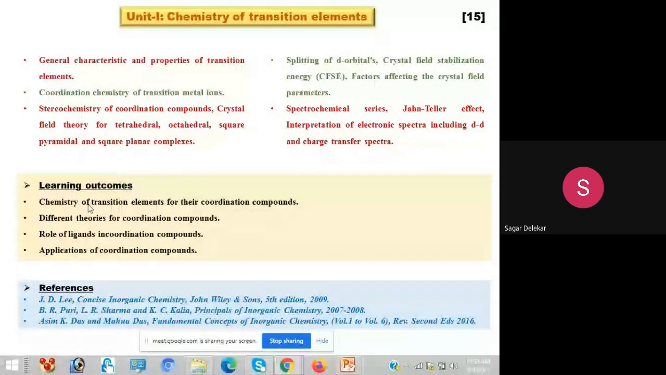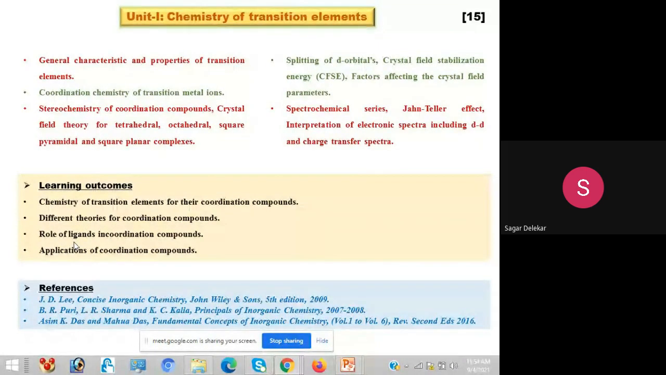So now what are the outcomes at the end? Students have the knowledge with respect to the chemistry of transition elements for different coordination compounds. They are aware especially of CFT in detail. But during discussion, you may also focus on VBT and MOT as well. So definitely students can become aware of different theories of coordination compounds.